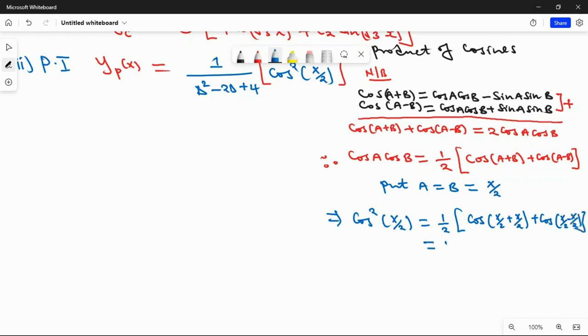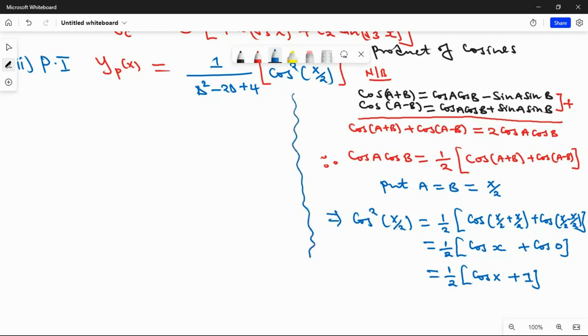And so this is the same as 1 over 2 into cosine of x over 2 plus x over 2, that's x, then plus cosine of 0. Remember cosine 0 is 1, so this is the same as 1 over 2 into cos x plus 1. Simply half into 1 plus cos x. So that's what you need to replace the cos squared of x over 2 with.